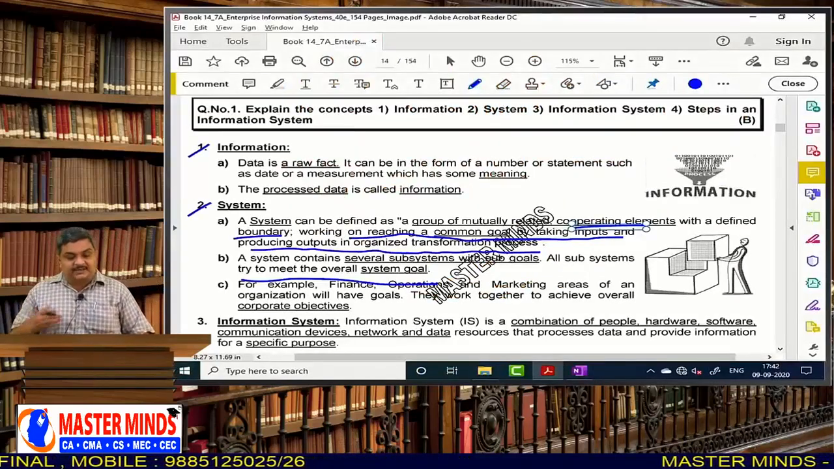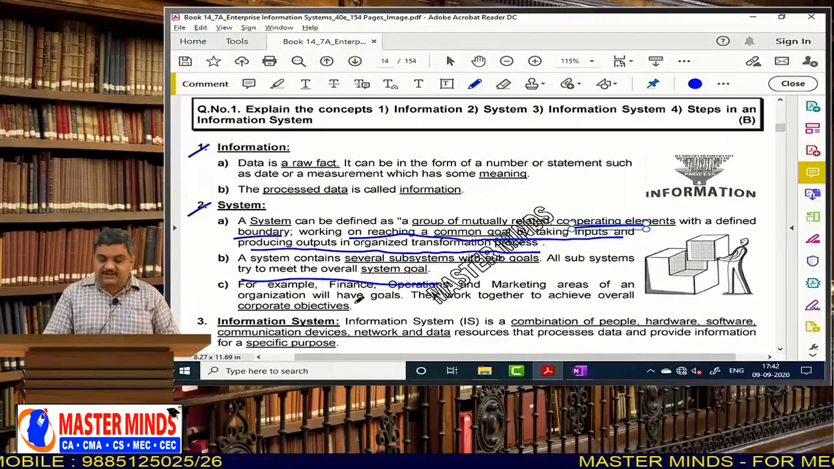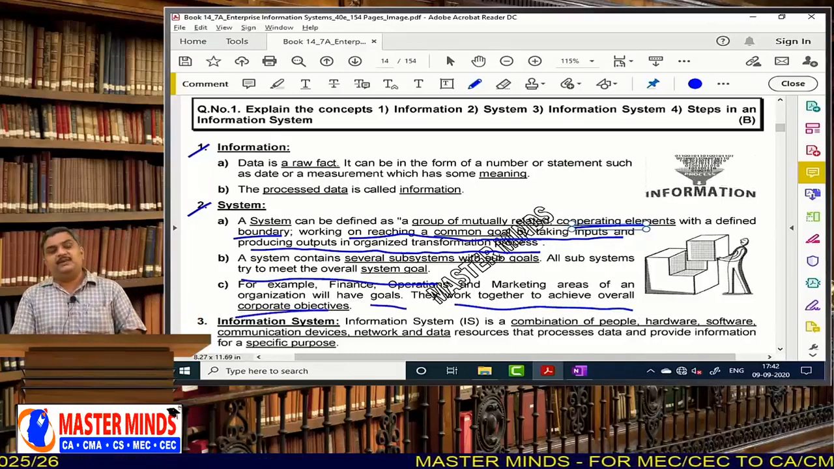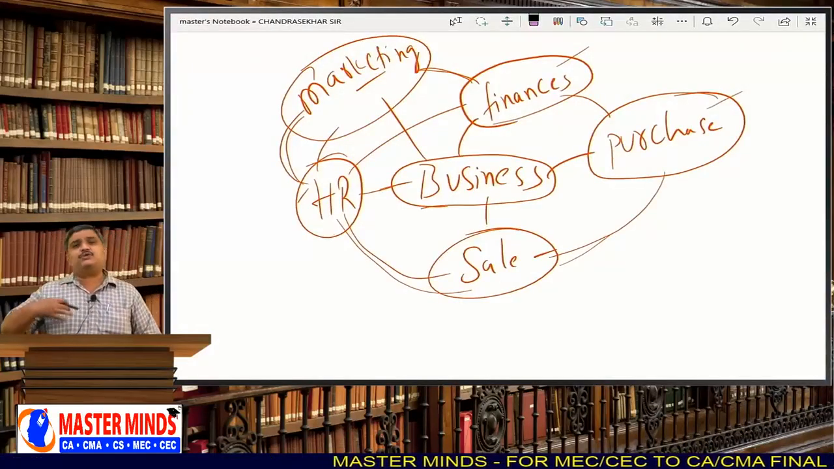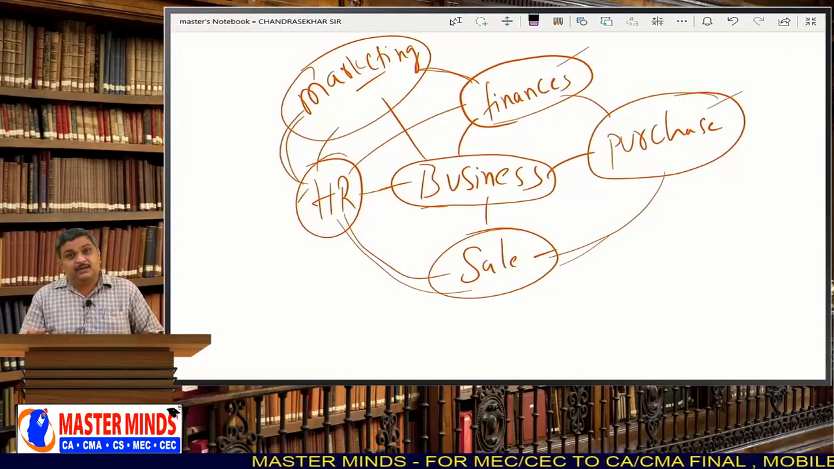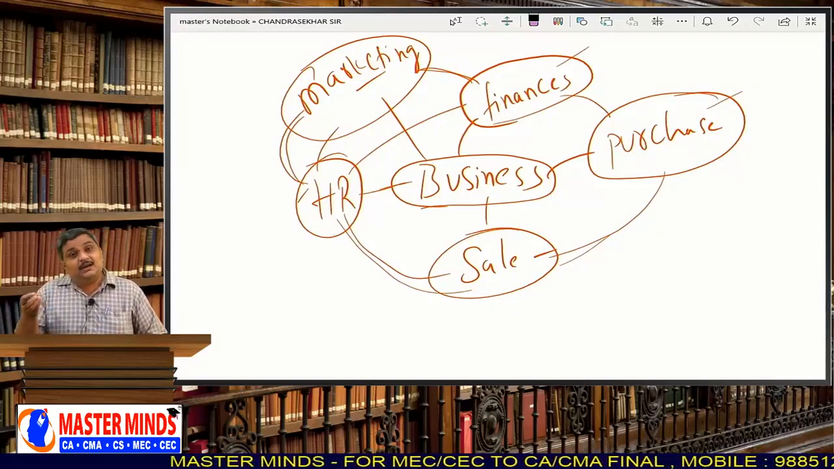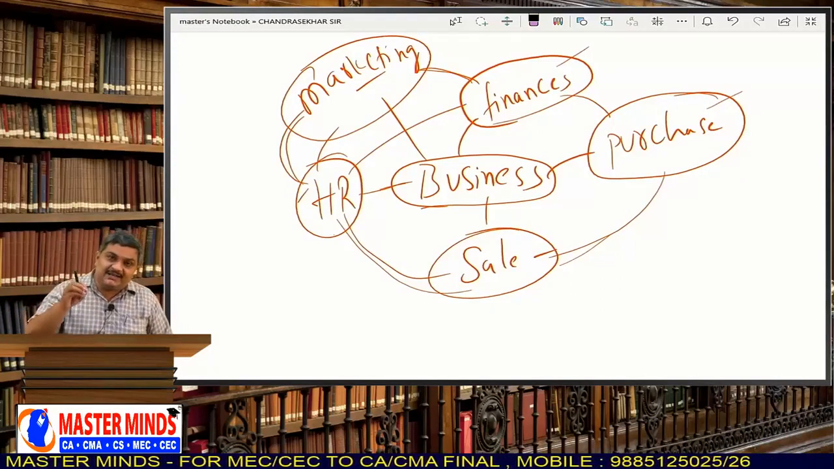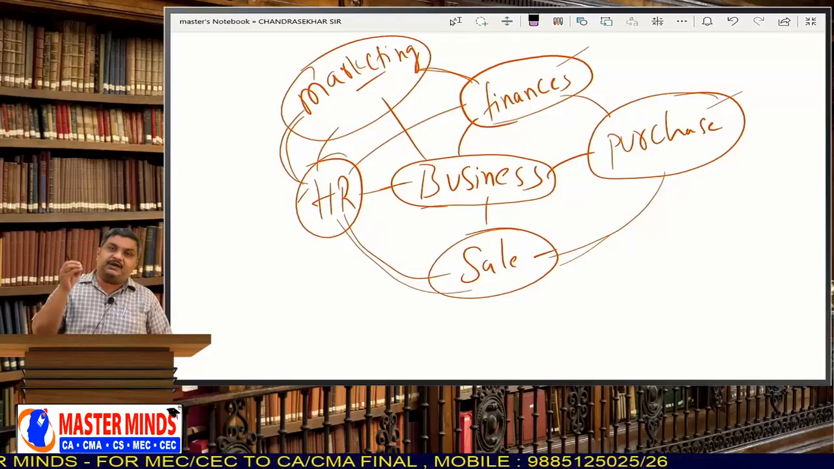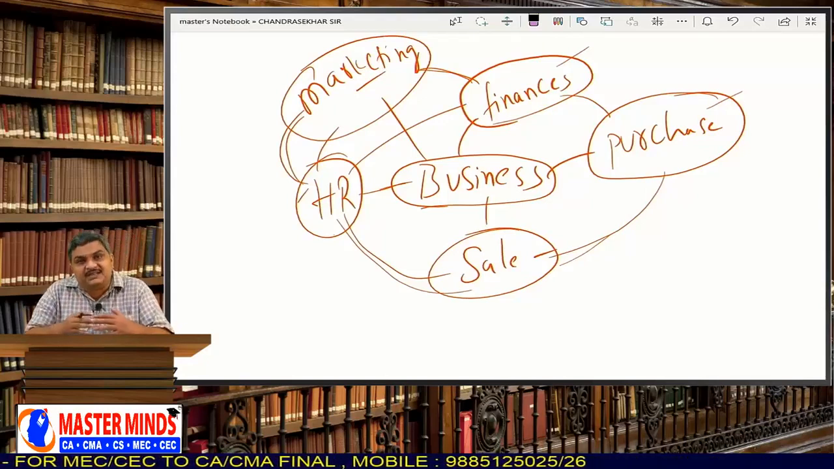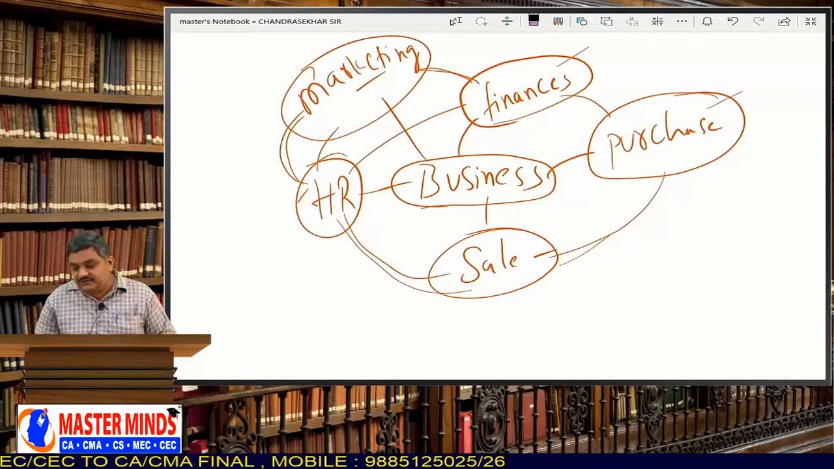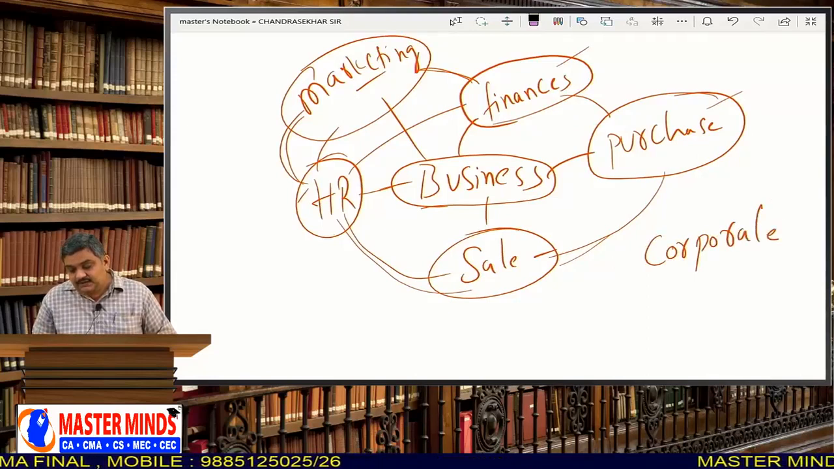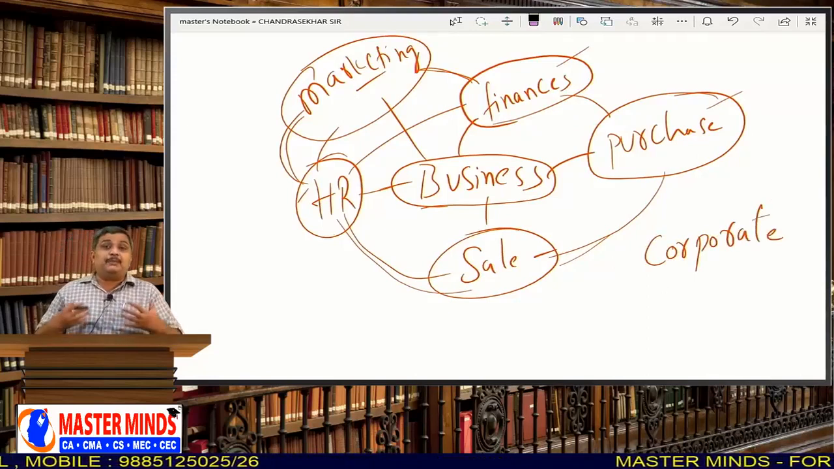For example, the finance, operations and marketing areas of an organization will have goals. They work together to achieve the overall corporate objective. See, generally every department has its own role to play. But all departments function with a common goal. Whether it is the finance department, the marketing department, or the HR department, all of these departments function in order to achieve the corporate objective of the company. That means the overall objective of the company. The company has an objective.